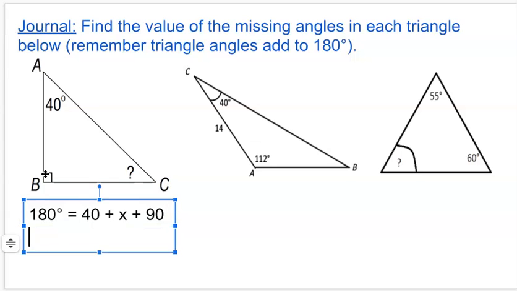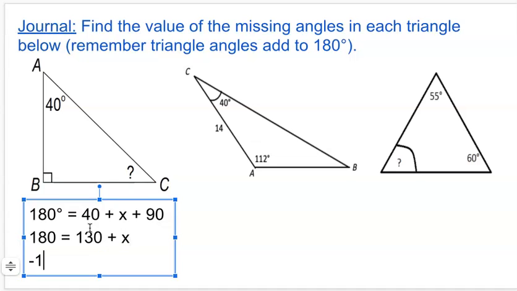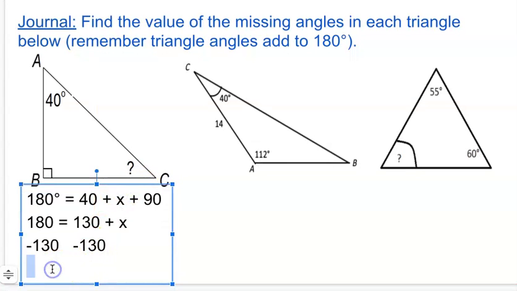So I'm going to go ahead and simplify 40 and 90. So 40 plus 90, right? Combine our numbers first, is 130. Keep the plus X. Then we're going to subtract 130 from both sides. And you'll be left with 50 equals X. So that missing angle here is 50.